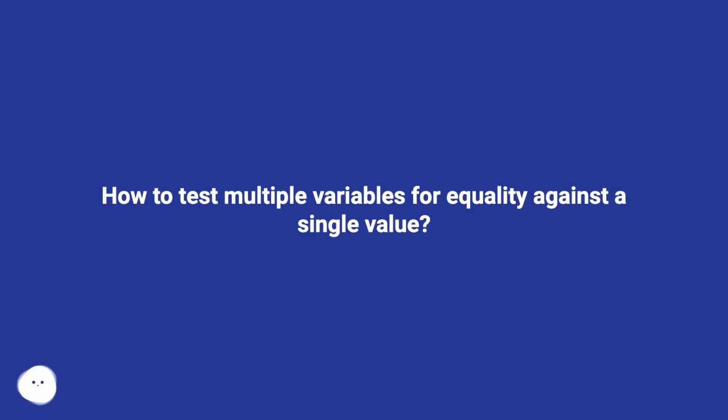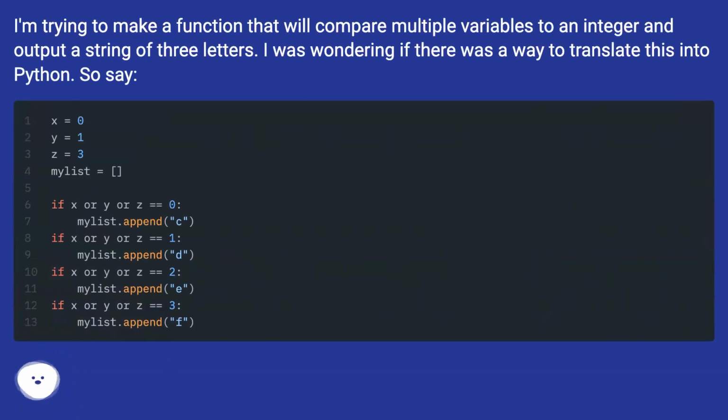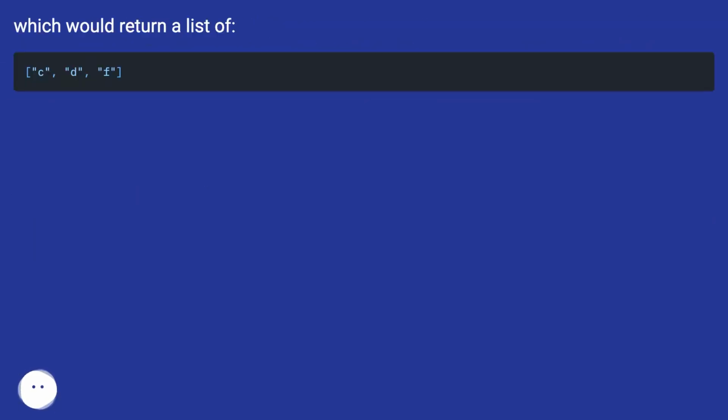How to test multiple variables for equality against a single value. I'm trying to make a function that will compare multiple variables to an integer and output a string of 3 letters. I was wondering if there was a way to translate this into Python. So say, which would return a list of.